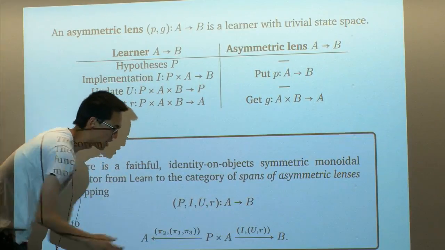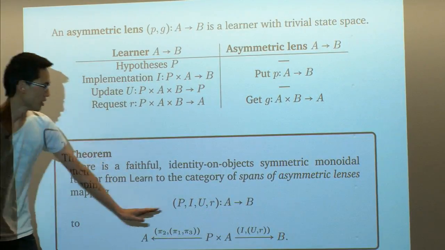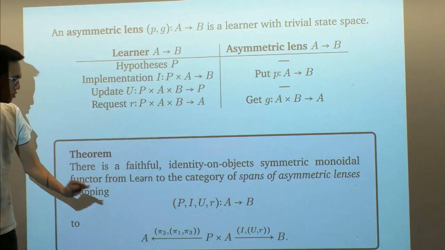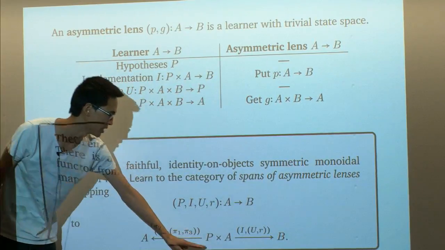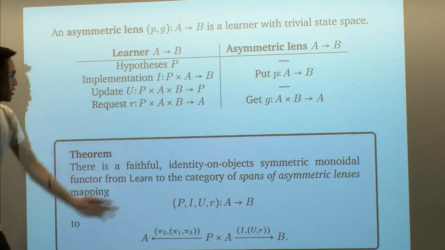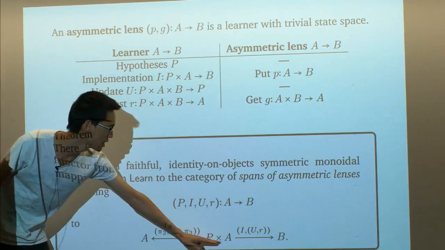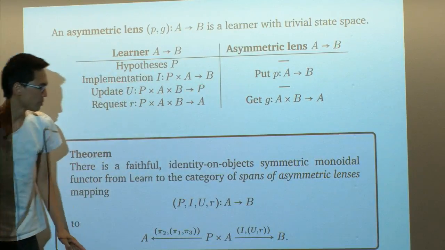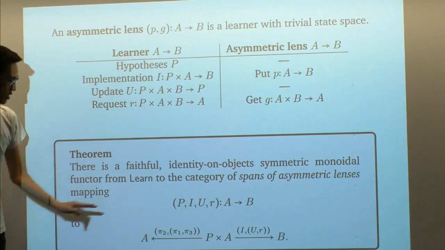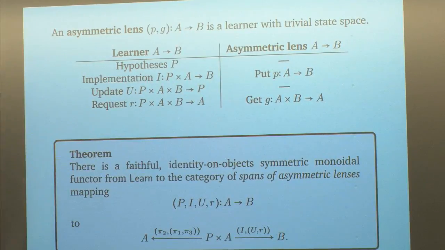But it's the other leg that encodes the data of the learner. So the learner is going to be seen as an asymmetric lens from P times A to B. So what is this? Well, the put function is a map P times A to B. This is exactly the type of the implementation function, and we'll just use that. The get function is going to be a map from P times A times B to P times A. But that's exactly the type of the pairing of the update and request function. So we'll just pair them, and that gives us an asymmetric lens. So this is clearly something you can do, and the miracle is that it's functorial.